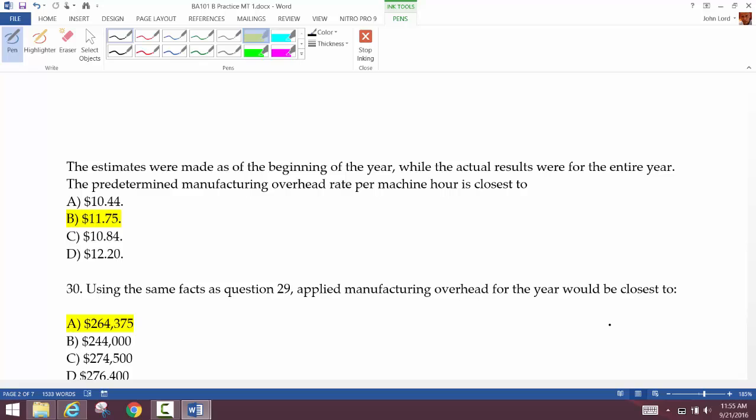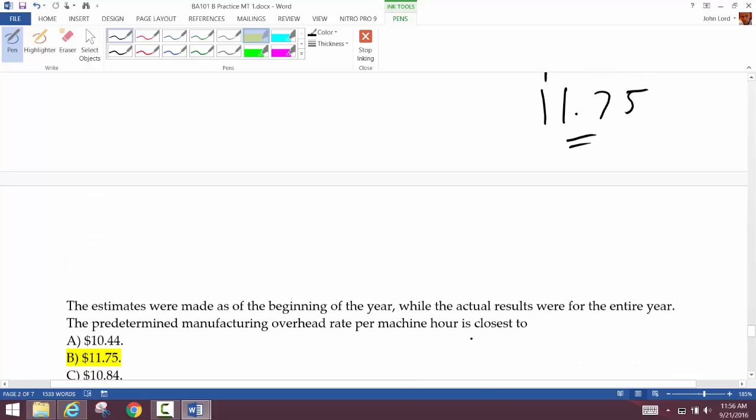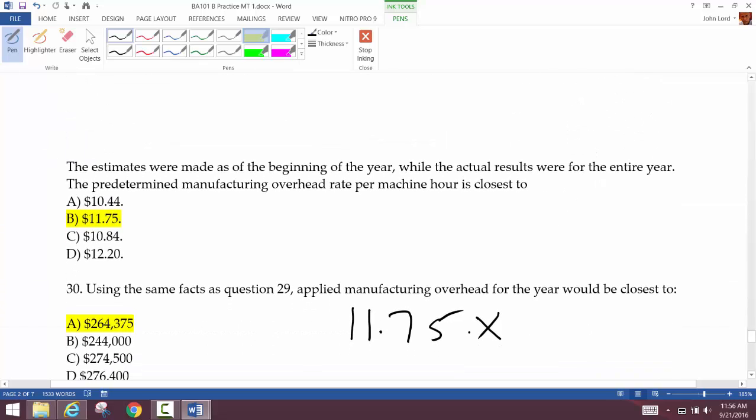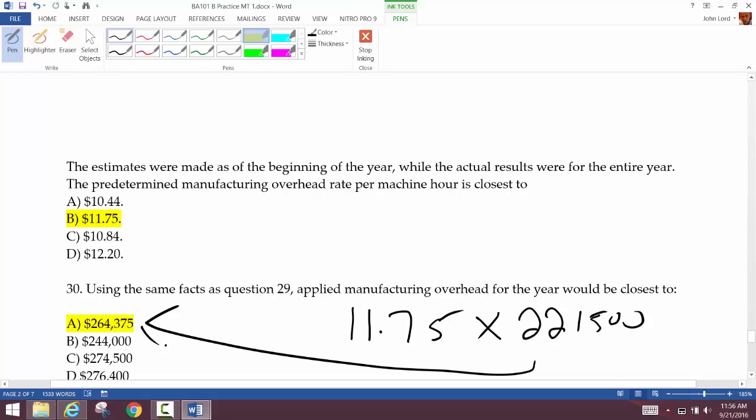Why is this so hard? Look, guys, we did it 97 times now. 1175 is the predetermined manufacturing overhead rate, and I multiply it times what? Times the actual number of driver machine hours in this example that I've incurred for the period, which is 22,500, right? We've done this a number of times now. This should be deja vu to the point of nauseam here.